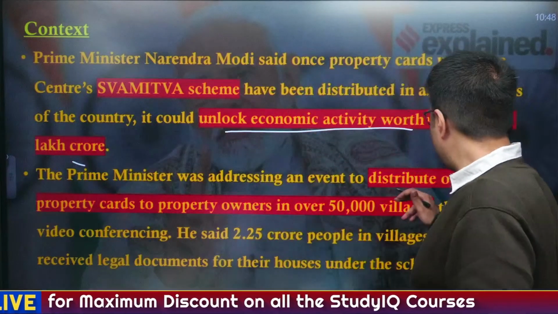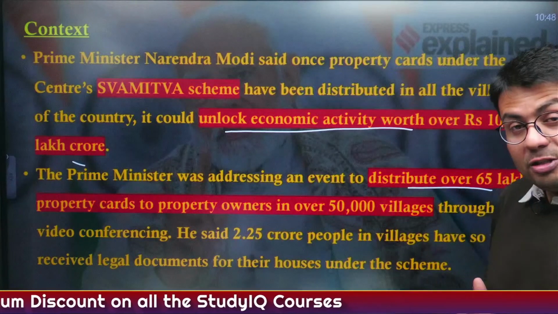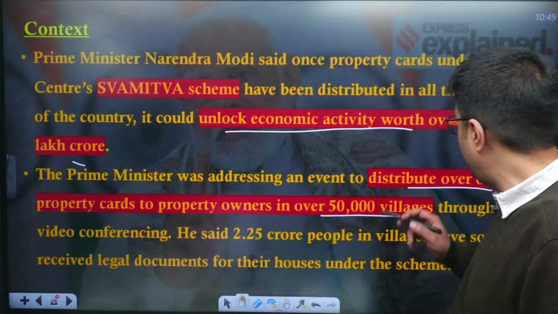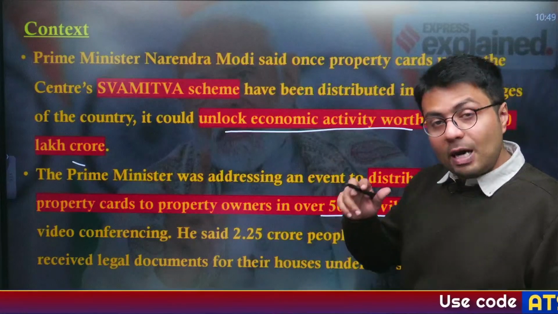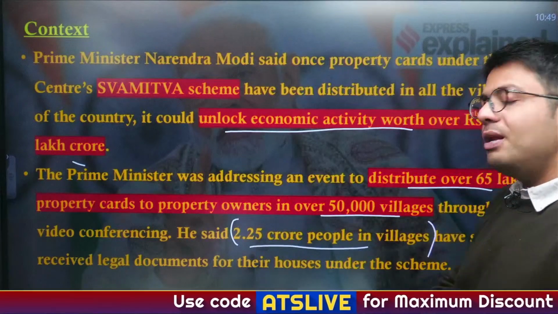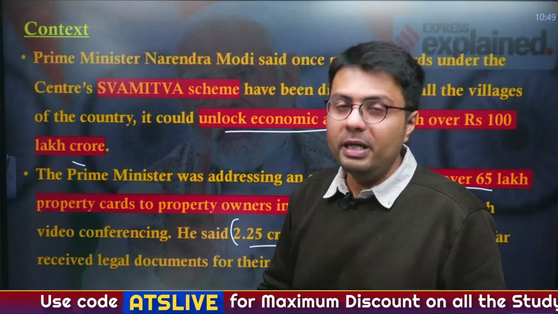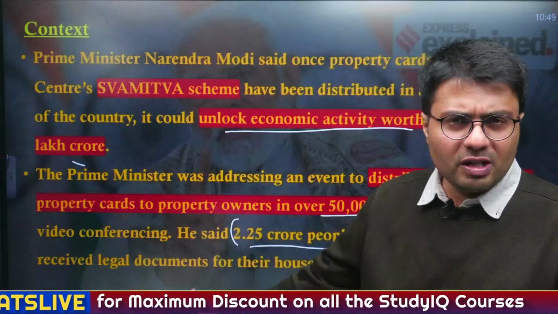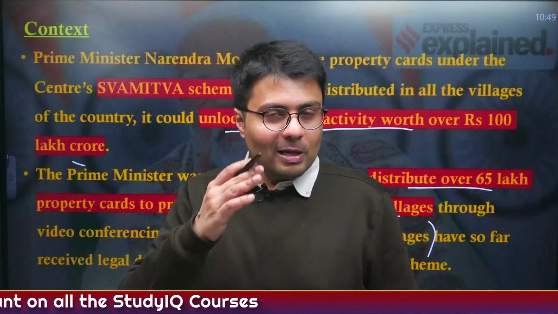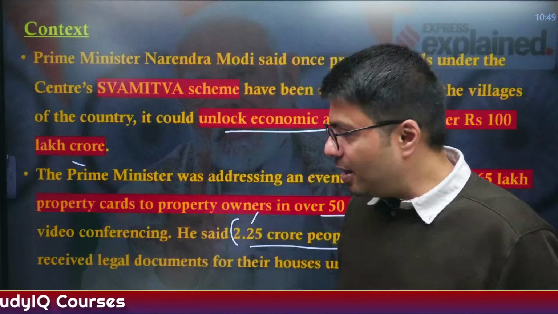Now, he said that he has currently distributed about 65 lakh property cards to owners belonging to 50,000 villages in India, and up till now under this scheme 2.25 crore people living in villages have been provided with property cards. So you understand the benefit of this scheme is provided to such a huge number of people, and also it has many important economic benefits.